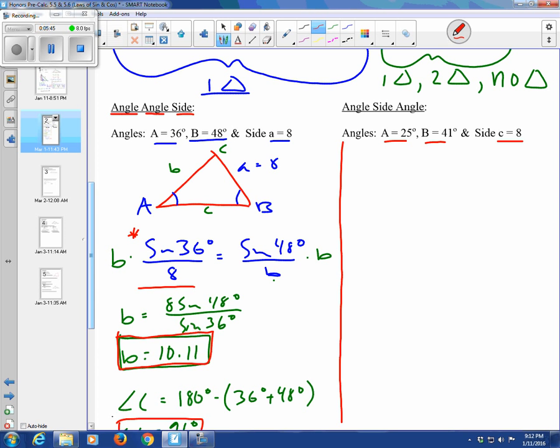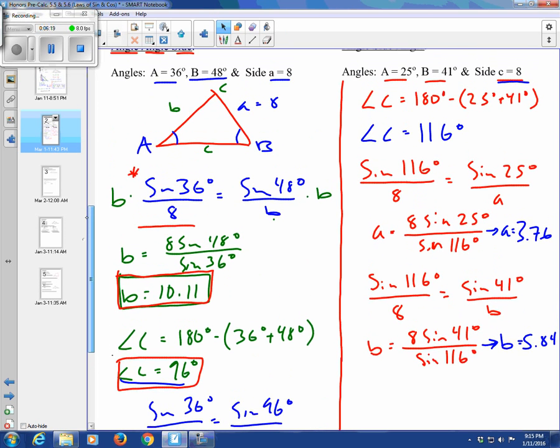So we can solve for our angle C by saying we know that angle C is going to basically be 180 degrees minus the sum of the other two angles, 25 degrees plus 41 degrees. Now right here, that'll give us angle C, which we'll be able to use in a ratio with side C to solve for the other two sides that we're missing, side A and side B. So why don't you guys go ahead and give that a shot, and we'll come back and look at this in a second. Go ahead and pause the video and give this a shot.